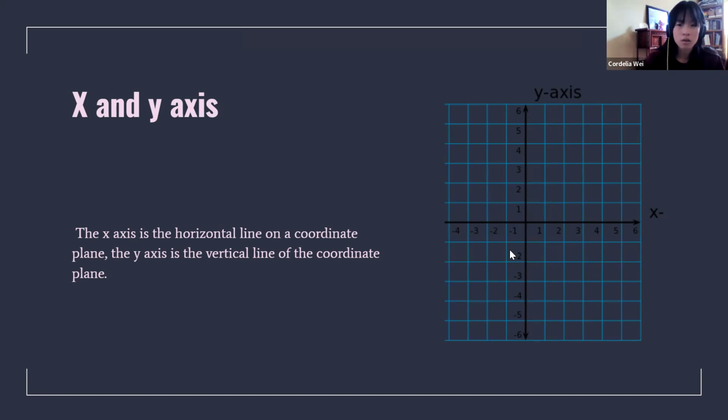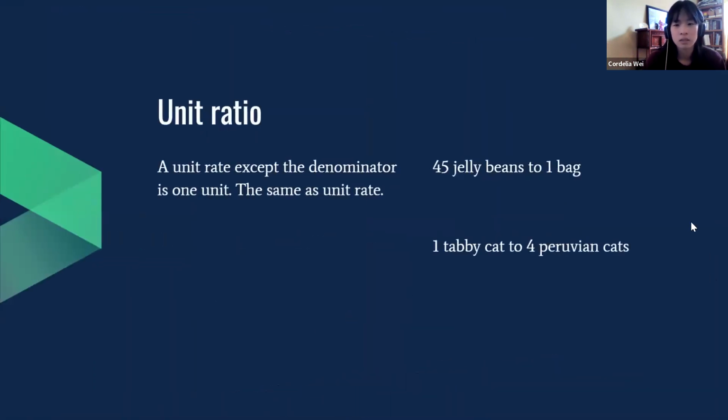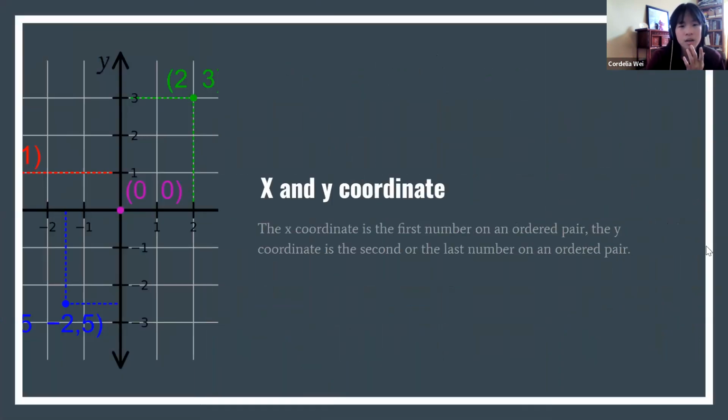And then the vertical, you can also think of as the y-axis. So y to the sky, and horizon, horizontal. So I hope that helped. Okay, so now we're going to talk about x and y coordinates.